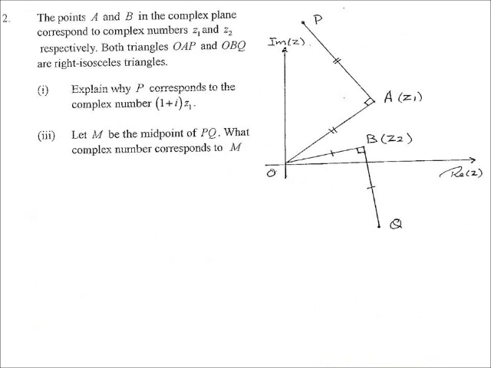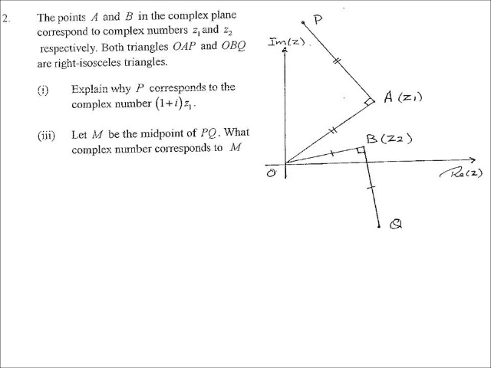But wait, there's more. The points A and B in the complex plane are Z1 and Z2. Triangles OAP and OBQ are right-angled isosceles triangles. Explain why P corresponds to the complex number 1 plus i Z1. So P is up the top there. How did we get 1 plus i Z1?